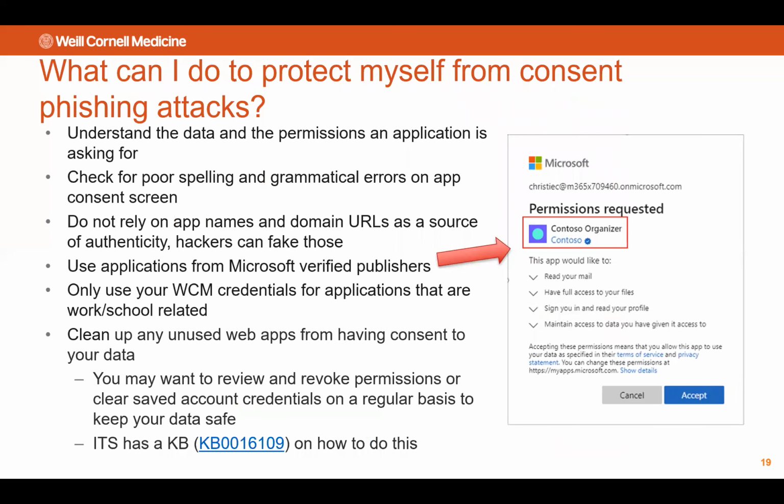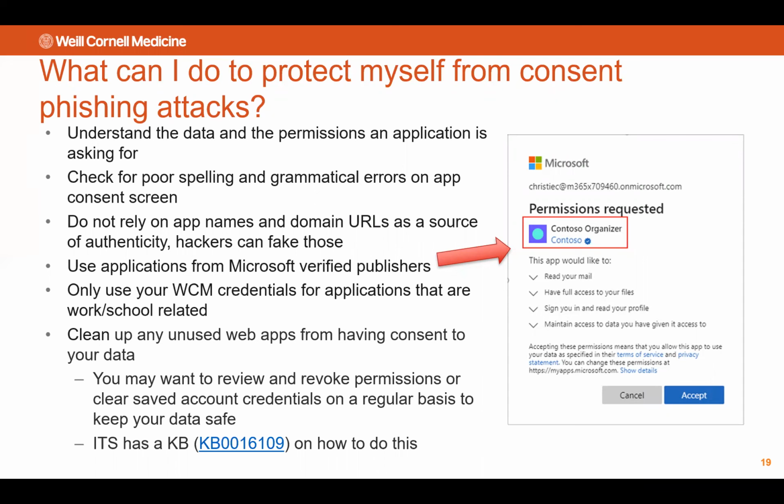So what can you do to prevent or protect yourself from these attacks? Understand the data and the permissions an application is asking for. The biggest permission to be careful of is consenting to an application that's able to access your data, even if you aren't using the application. If an app asks for that, that's a very high level of permission that you probably don't want the app to have. Also, similar to phishing emails, check for poor spelling and grammatical errors in the app consent screen. Sometimes these scammers may be quick in what they're doing and may not have put the care and attention into looking at spelling and grammar for these consent apps.